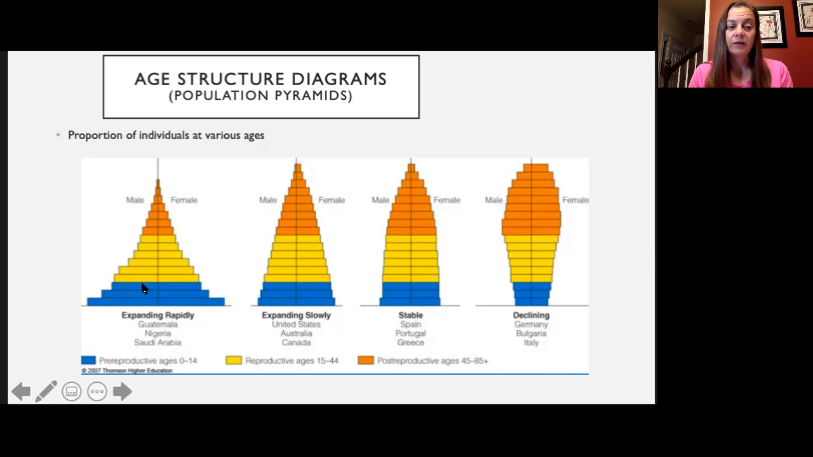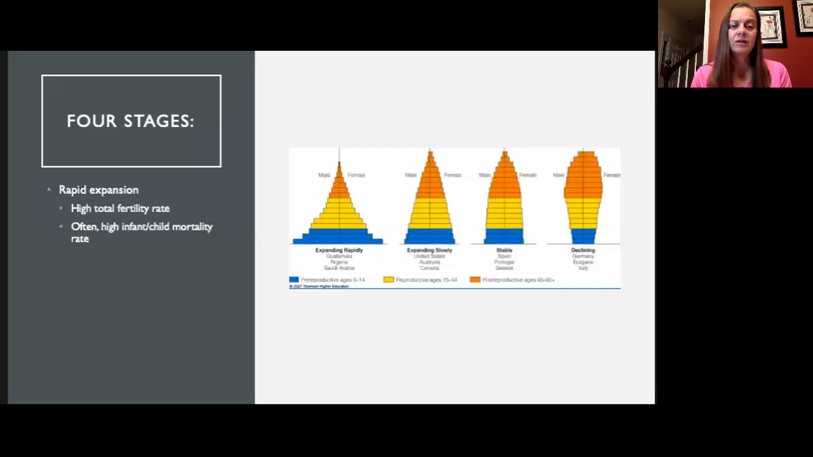They're also split into male and female. This is important when it comes to populations because the number of women able to give birth has a big impact on populations. So these 4 are showing us the 4 stages of populations. And those 4 stages are this first one where we have a really wide base and a really narrow peak. Tells us that this is a population that is expanding very rapidly.